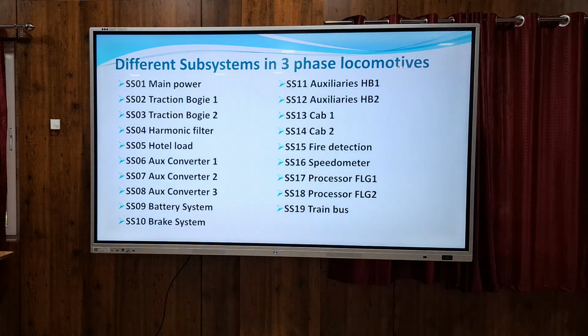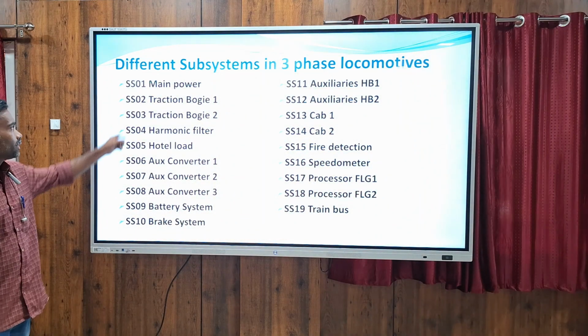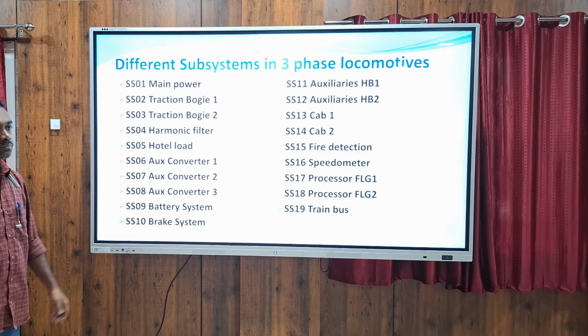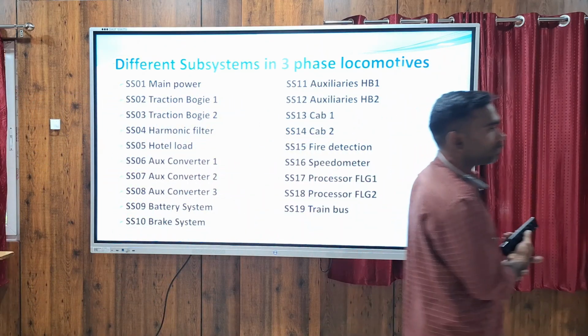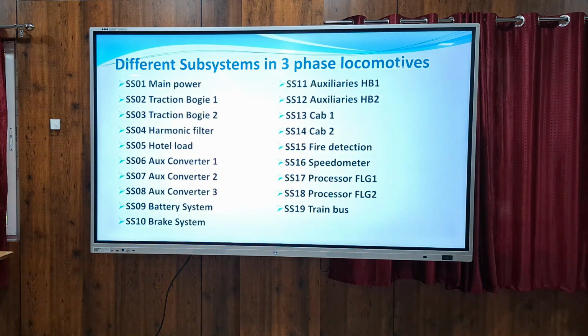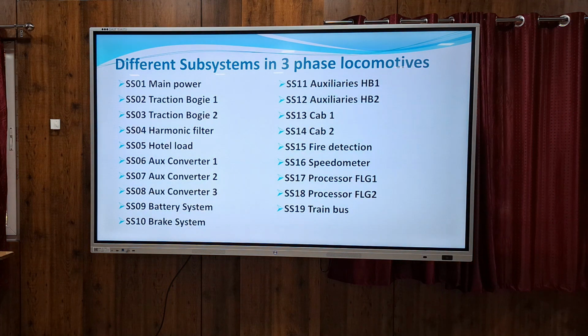So these are the various subsystems. First one is main power, which is called the priority. Once acknowledged, it will vanish. Otherwise, that screen is overwritten by another priority 1 or priority 2 fault.